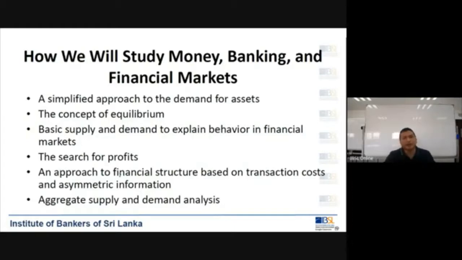Right. So what you will see throughout our discussions for this program is that we would bring in a simplified approach to demand for assets. You have already seen demand curves, supply curves. We would see demand for financial assets as a driver in defining prices and asset behavior in our discussions. So you know the concept of equilibrium. You have already studied it. It is basically the point where supply and demand meet, right? So the concept of equilibrium is again elaborated to figure out bond supply, bond demand, where the bond interest rate settles, and similarly other financial assets, okay? So we are basically looking at basic supply and demand to explain behavior in financial markets.